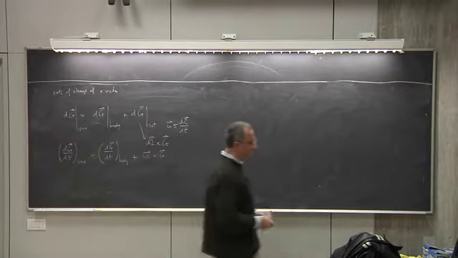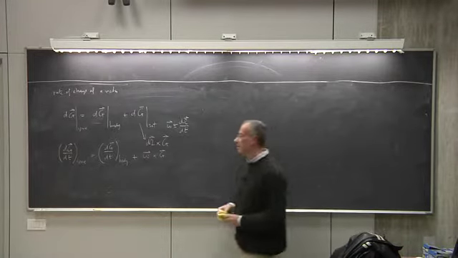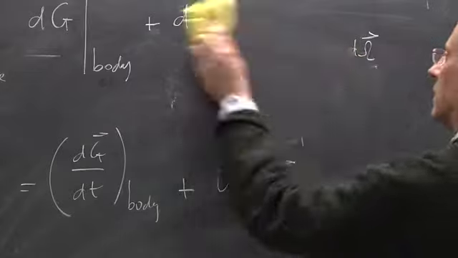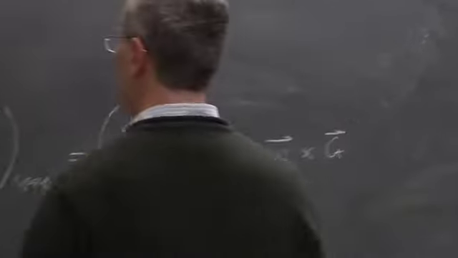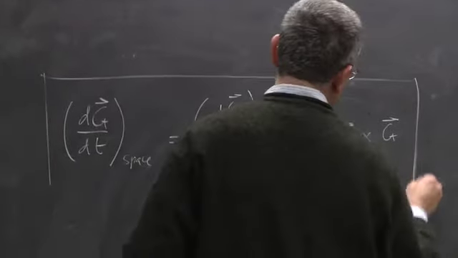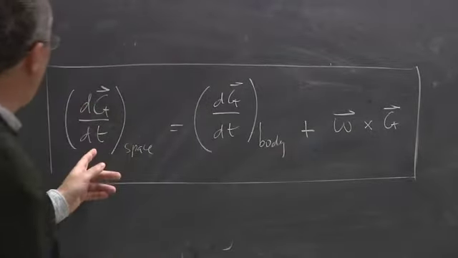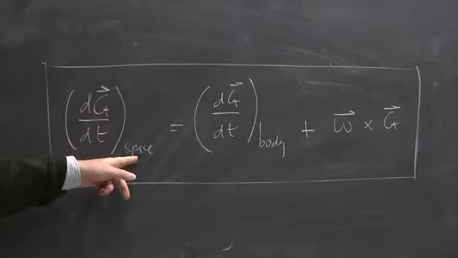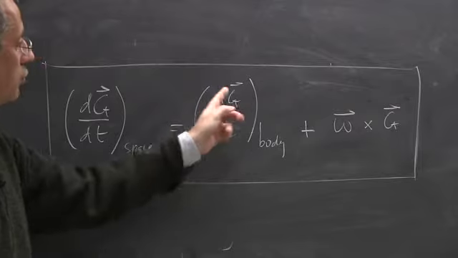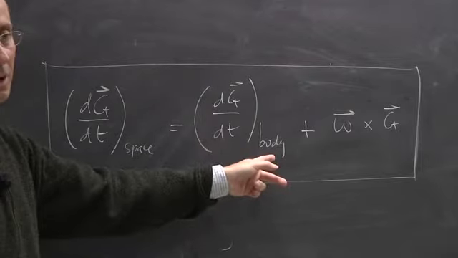So, but you see that now we are doing something, we are moving out from, so this is the basic formula. This is a very useful formula because for any vector, it tells you how the change of that vector in space, in time and in space, is related to the change of that vector on the body, okay?